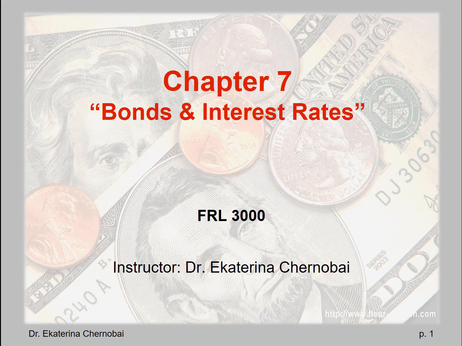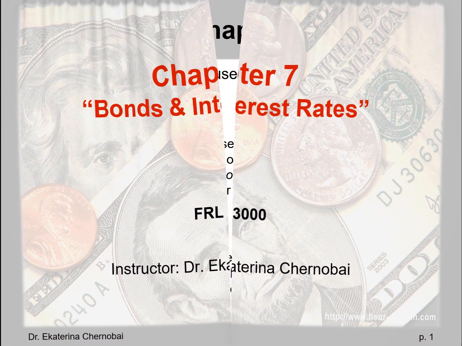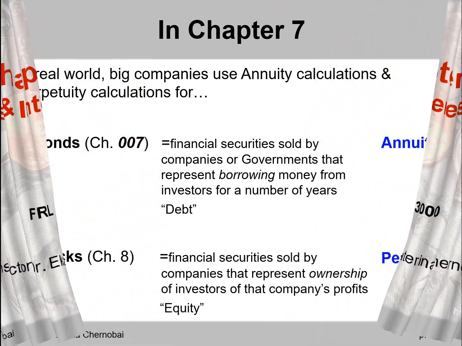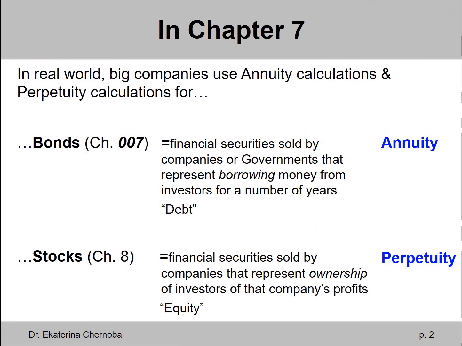Chapter 7, Bonds and Interest Rates. In this chapter, we are again continuing what we were doing in chapters 5 and 6. The last part of chapter 6 was on different types of loans. In chapter 7, we will continue looking at loans.